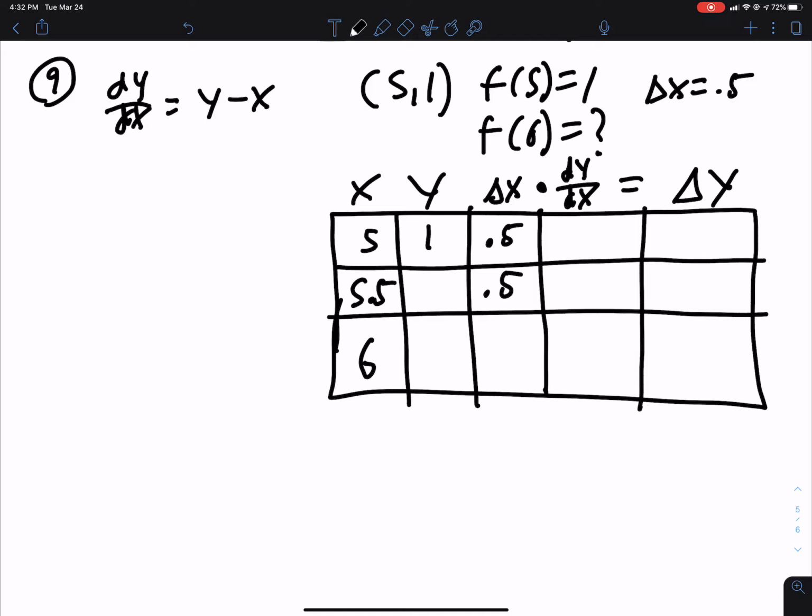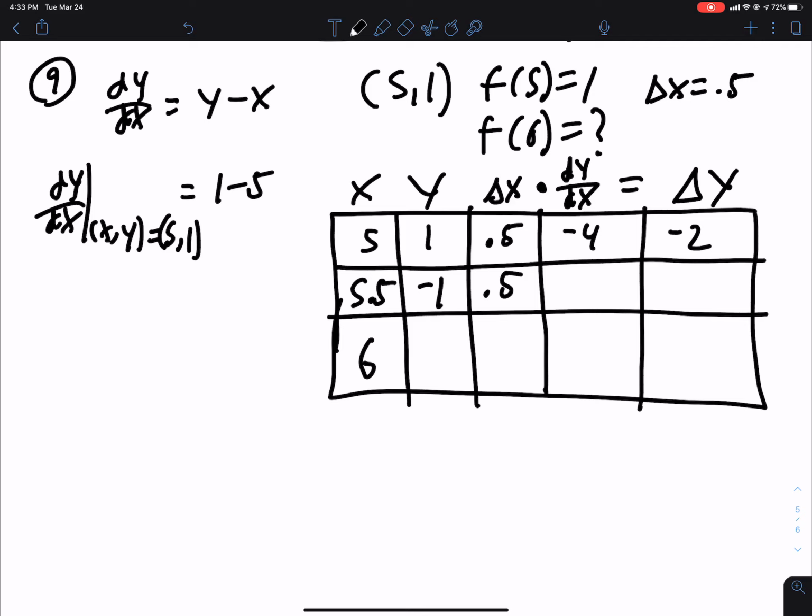So to find dy dx, we have to plug (5, 1) into dy dx. So dy dx at (5, 1) is 1 minus 5, which is -4. Multiplying our delta x times dy dx, we get -2. That means our y decreases by 2. It was 1. 1 minus 2 is -1.